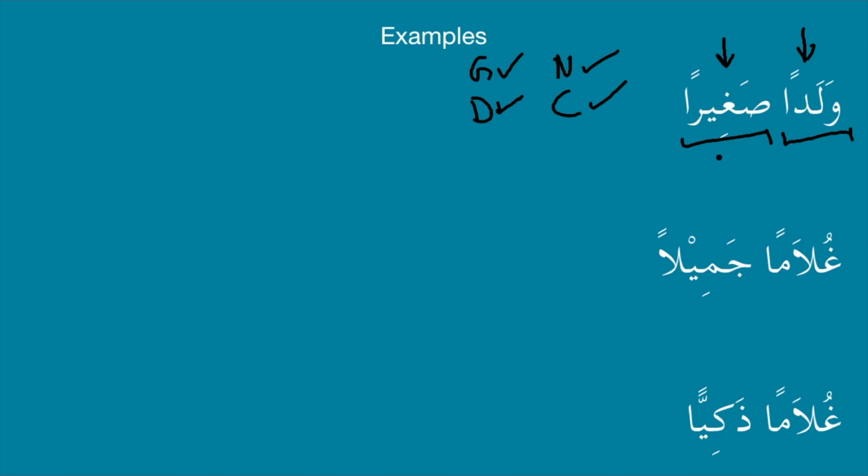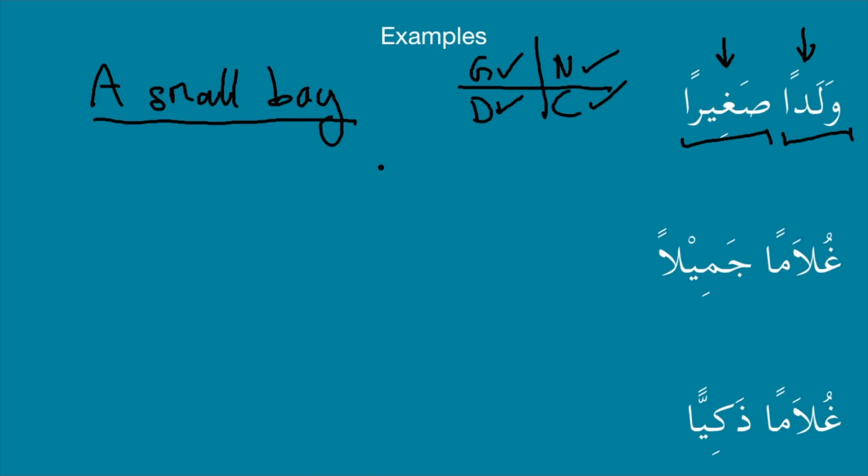When you hear a small boy, I'll write it up over here. A small boy. That's not a sentence, is it? That is a phrase in English. It's just 2 words put together to make a little bit more of a meaning than just one word. And that's what we're learning in this lesson, okay? We're just learning about these 4 kind of principles, these 4 things that the 2 words need to agree in to make a phrase. Next we have ghulaman jamilan.